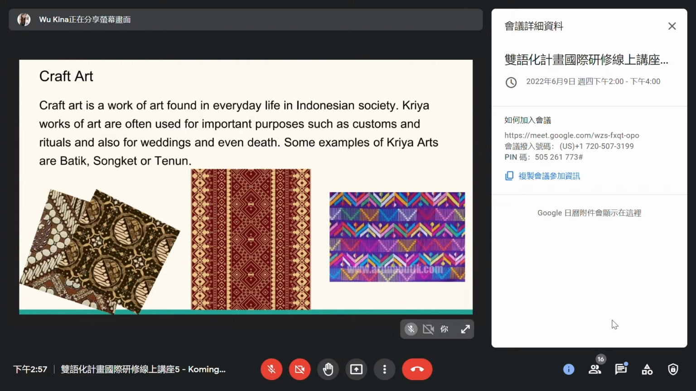I Google the song and tenun because I cannot tell from the pictures. Yes. So the second one is the songket, the third one is tenun, and the first is batik. I want to make a very simple explanation about these two textiles, please.